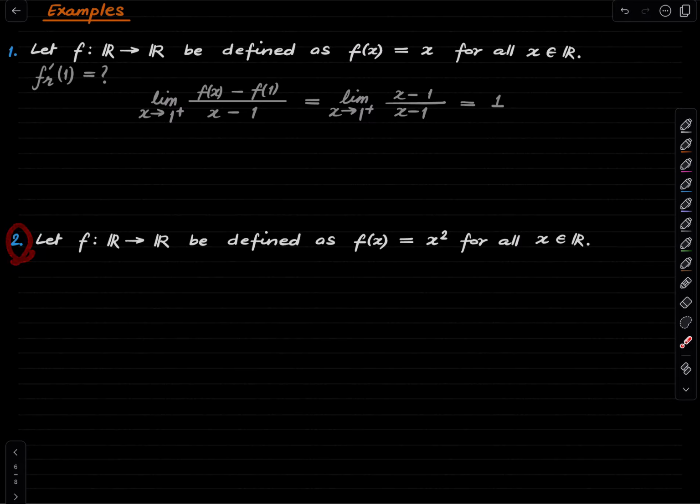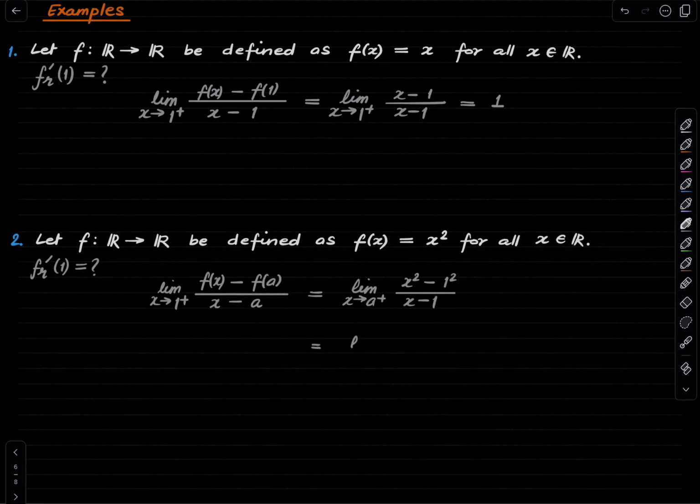What about the squaring function? Let's again compute the right derivative, if it exists, at 1. So again, we are dealing with this limit, which is nothing but that expression, but this cancels away. I meant to write 1 plus h, which is equal to 2.